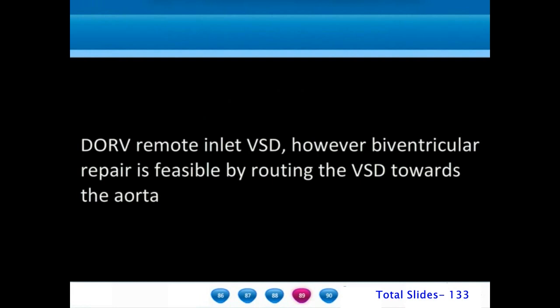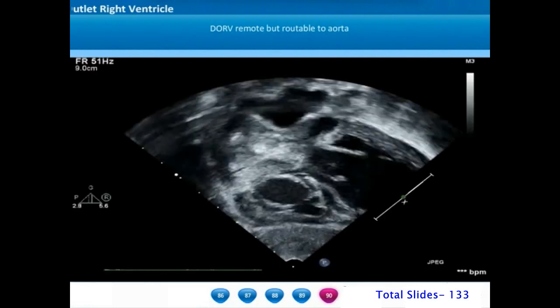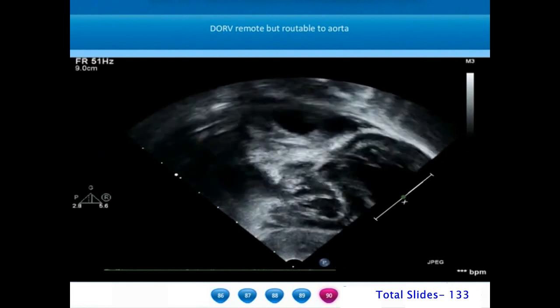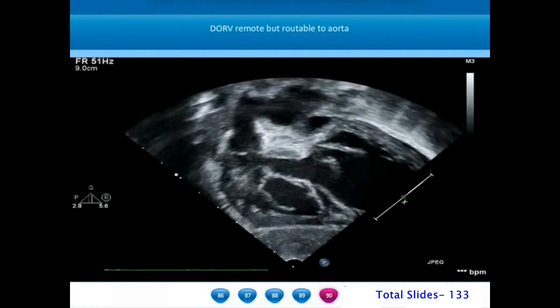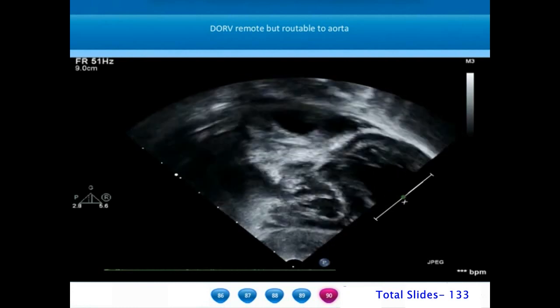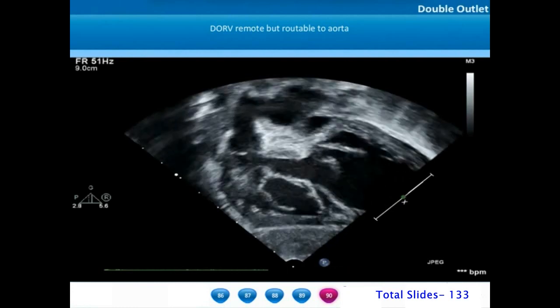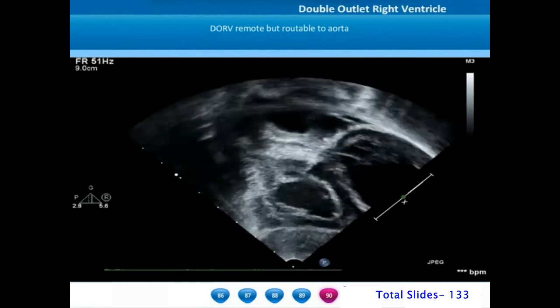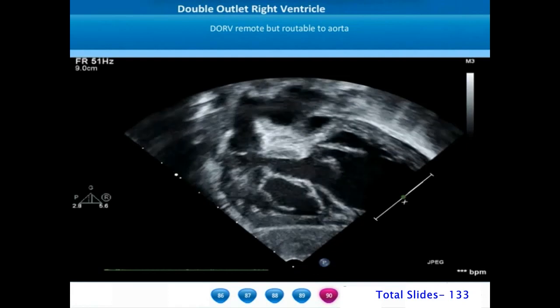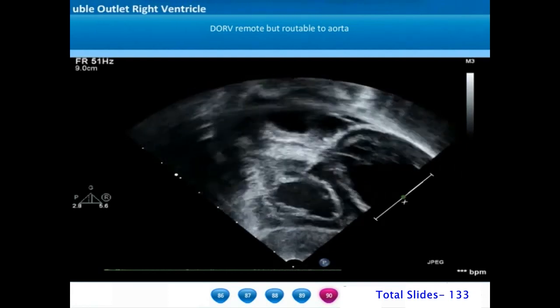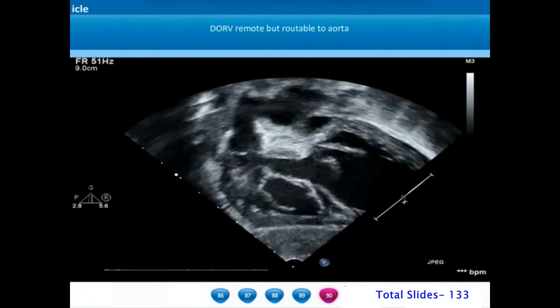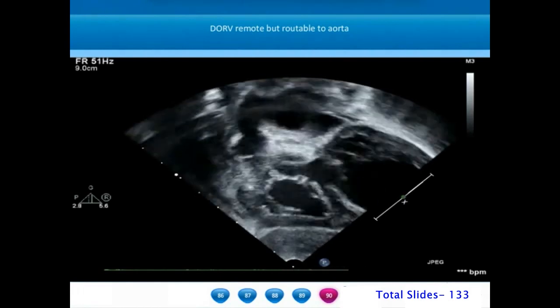Now we will move on to some examples of double outlet right ventricle with remote inlet ventricular septal defect, where a biventricular repair is feasible by routing the ventricular septal defect towards the aorta. In this modified subxiphoid view, we can appreciate a large remote ventricular septal defect between the left and the right ventricle, and the aortic annulus is seen far more anteriorly. There is a very long subaortic conus and a long area of aortomitral fibrous discontinuity.